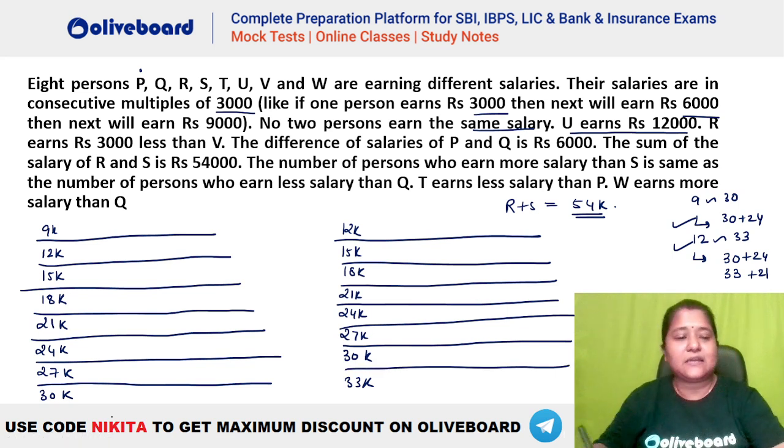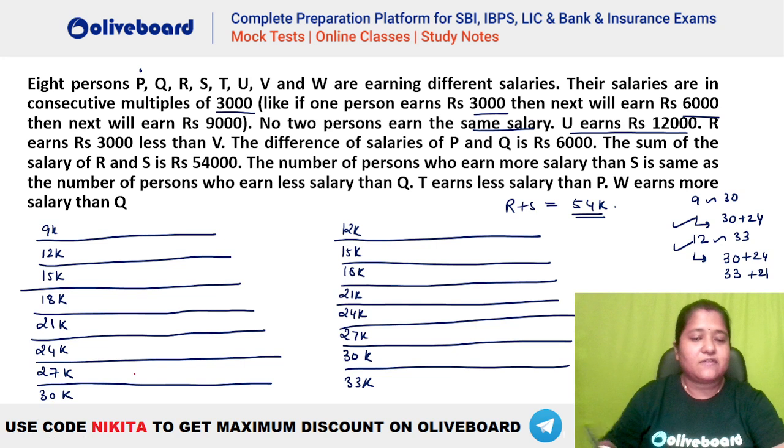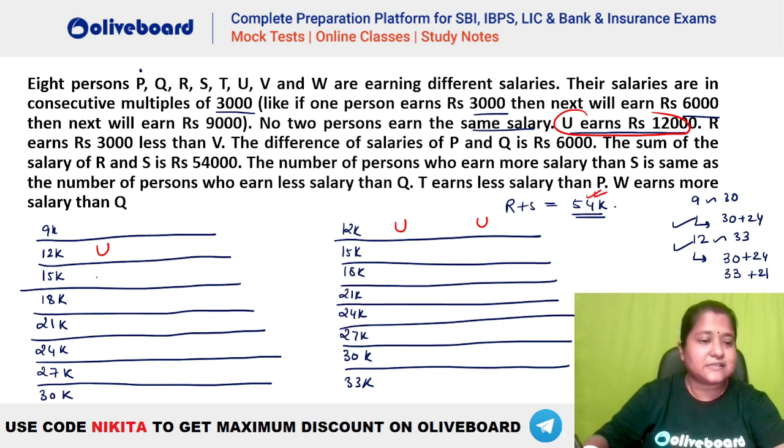We have made the table. Now let's see what is given here. We have a fixed information that U is earning 12,000. So U as 12,000, this is a fixed information. Now we know that R plus S has to be 54K. So in the first case, for 54K, you can see that 30 and 24 is the only possibility that we have for R and S. So this is your RS, similarly this is your SR, right? R and S should be 24 and 30.